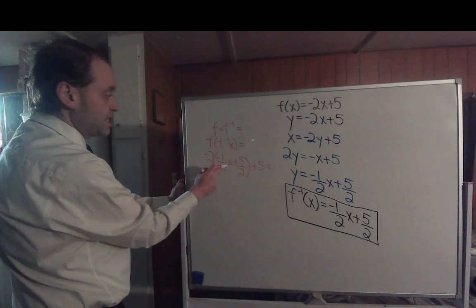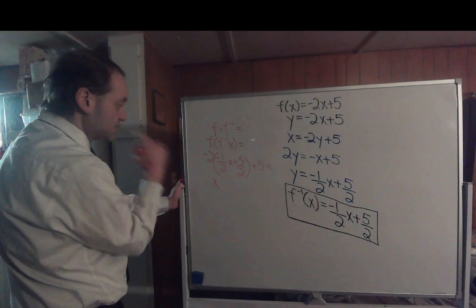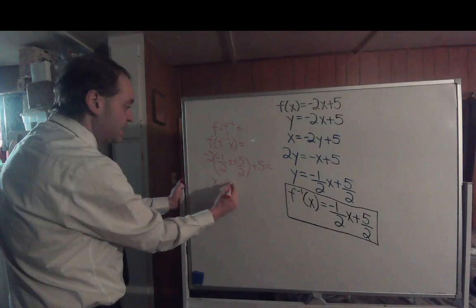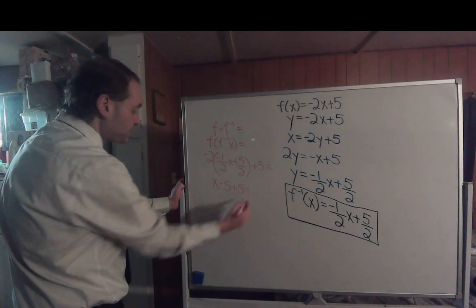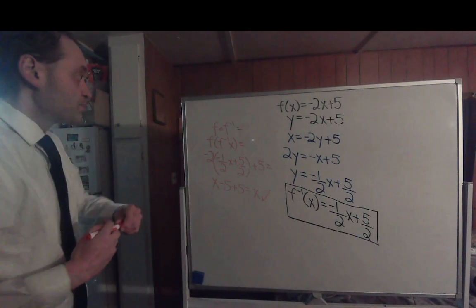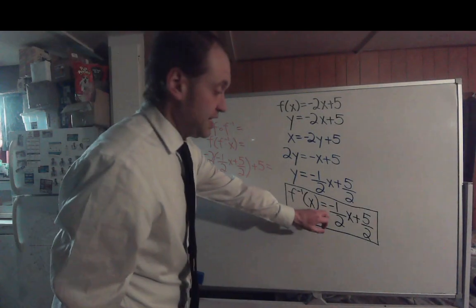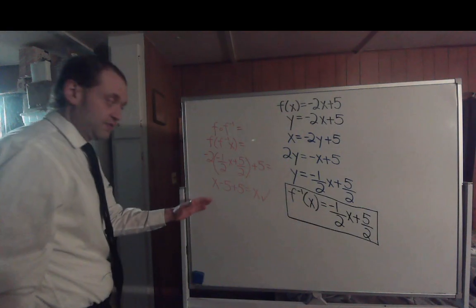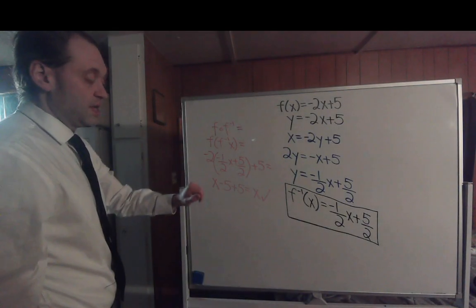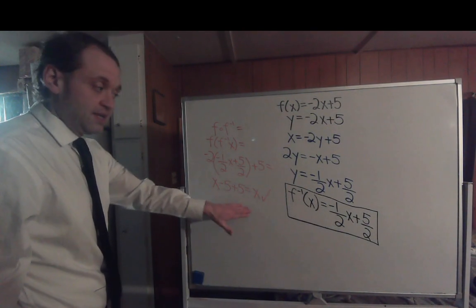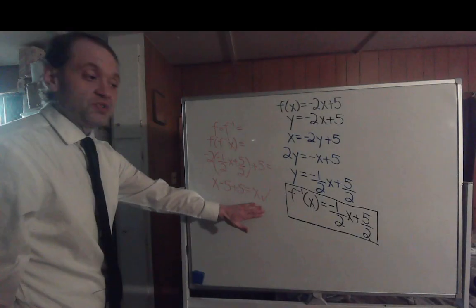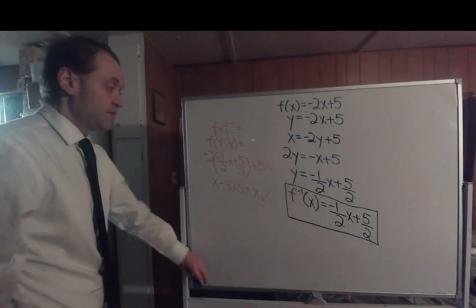So let's go ahead and do this here. Negative 2 times negative 1/2 x gives you positive x. Then negative 2 times 5/2 would give you minus 5, then plus 5. So yes, you end up getting x. So that checks out. That the inverse is truly negative 1/2 x plus 5/2. Since you got f composition f inverse equal to x, it's the inverse then. If it equaled anything else, and I mean anything else but just x, it would not be the inverse.